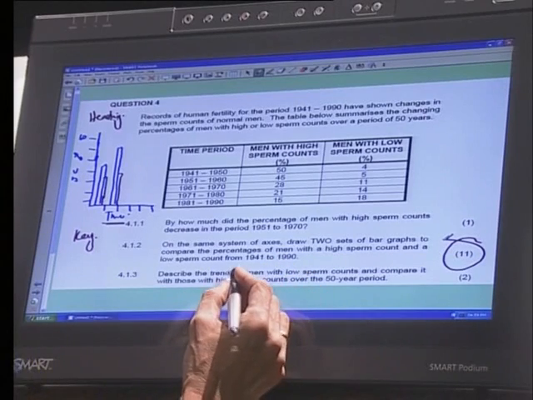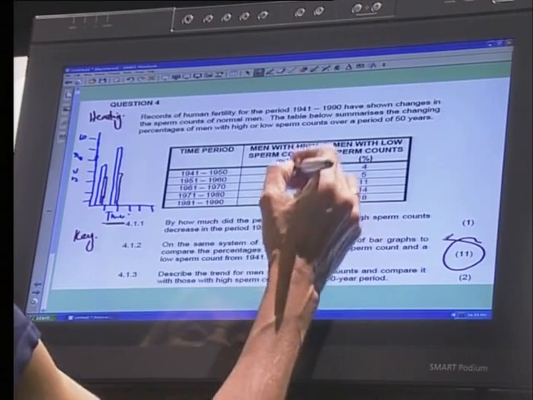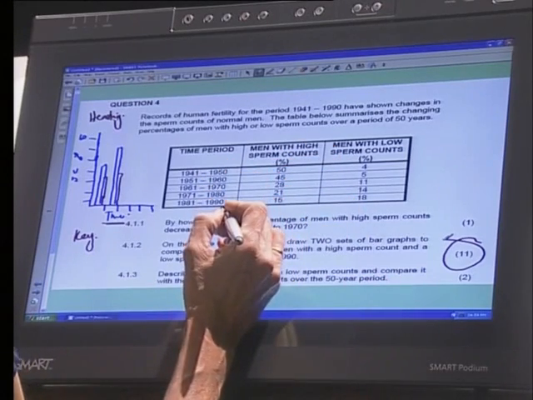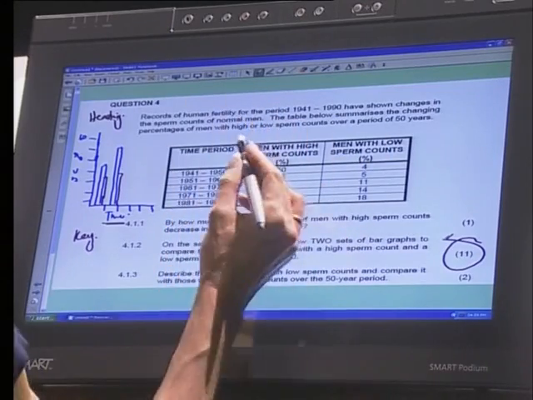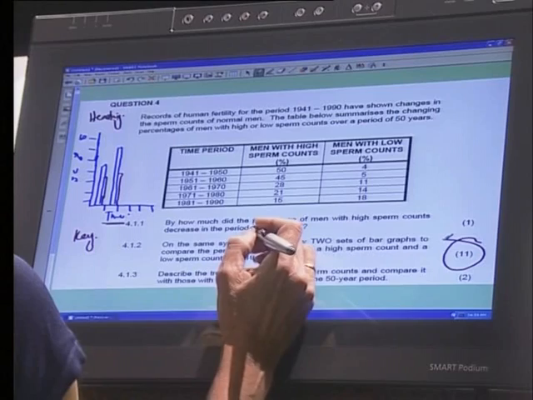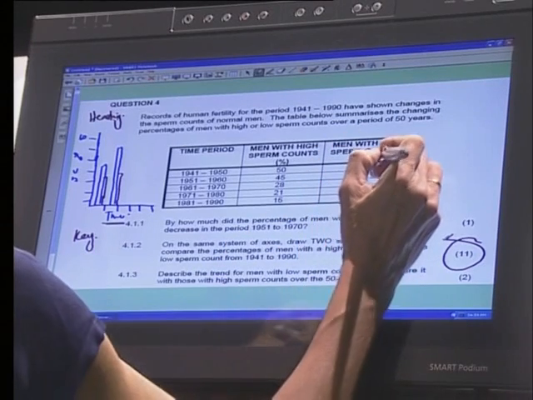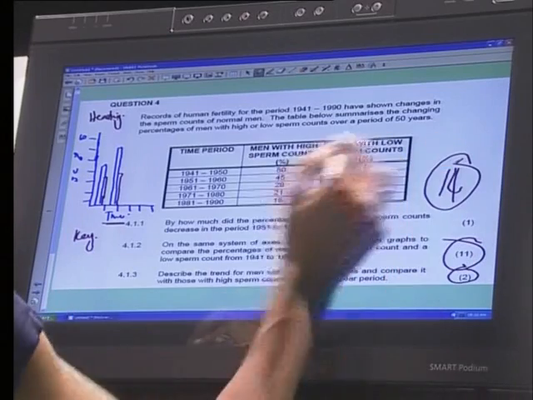Then when it says describe the trend for men with low sperm counts and compare it with those with high sperm counts over the 50-year period, so it's this entire period here, what can you see here? Look at what the information tells you: men with high sperm counts, the sperm count has decreased systematically over 50 years, and men with low sperm counts, the percentages increase systematically over a 50-year period. And that's it. It's what do you see? Gives you another 2 marks. There's no reason for anyone not to have got 14 marks for this question, which is full marks.